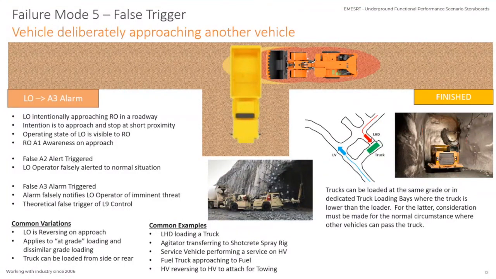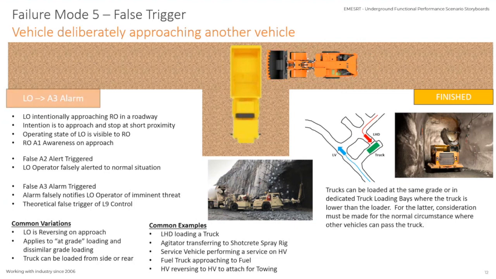You've also got other examples like service vehicles that need to come down and do a service on a HV. You've got a fuel truck. A lot of operations run a fuel truck rather than having a fueling bay. So you'll have a big truck rock up at the HV, wanting to fuel it up, needs to get in close enough to actually have the hose reach. You've also got examples where a HV will need to reverse and hook up and tow another HV. Happens quite a lot. So that needs to be considered as well.